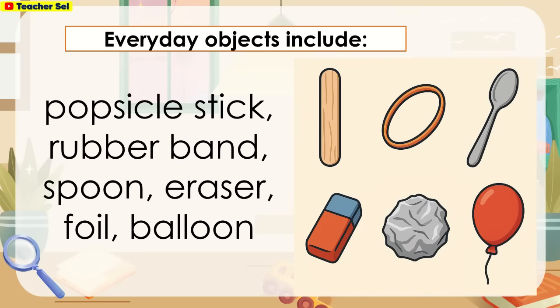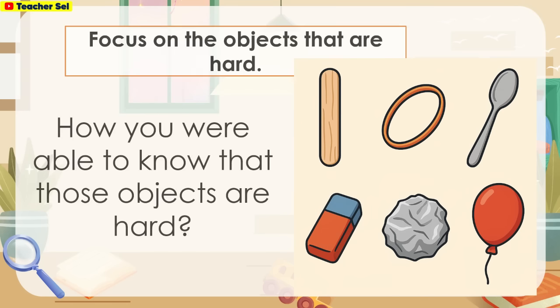Let's take a look at these illustrations. Everyday objects include popsicle stick, rubber band, spoon, eraser, foil, and balloon. Focus on the objects that are hard. How were you able to know that those objects are hard?